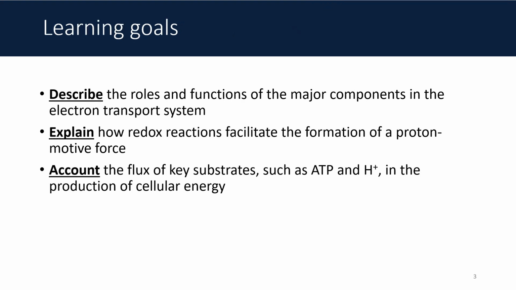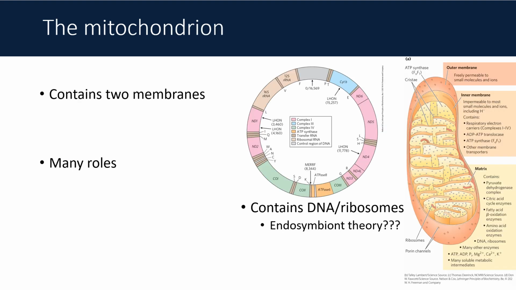The learning goals for today's lecture begin with describing the roles and functions of the major components in the electron transport system. We will then explain how redox reactions facilitate the formation of this proton-motive force that ultimately drives the synthesis of ATP. And then we will be doing a bunch of accounting. We will account the flux of key substrates such as ATP and protons in the production of this cellular energy.